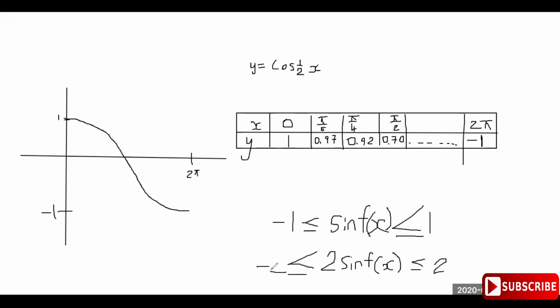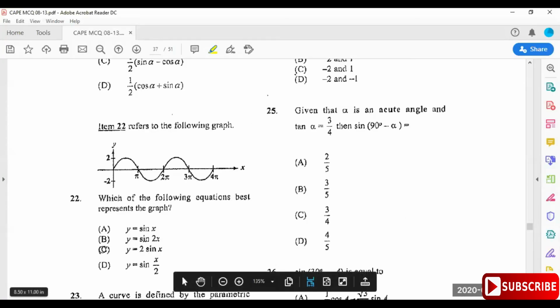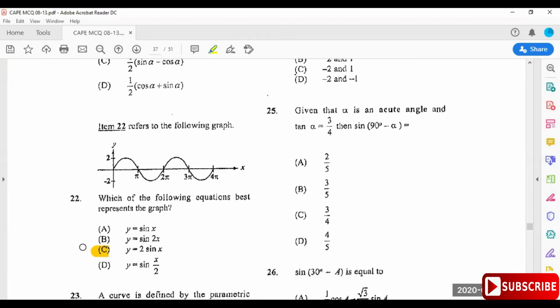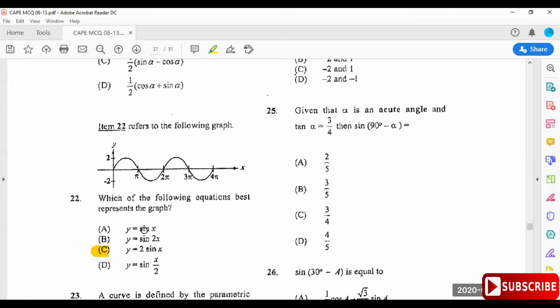So I'm looking for something with 2 sine something. The option is going to have to be 2 sine something. The only 2 sine something there is this, 2 sine x. And so it has to be C. That's an easy way to do it, because if you look at the multiples, all of these are integral multiples of pi. So the x values, all of them are going to be 0.